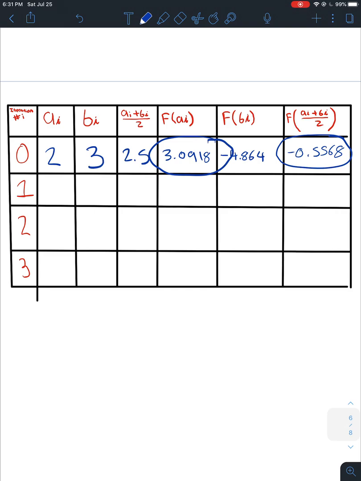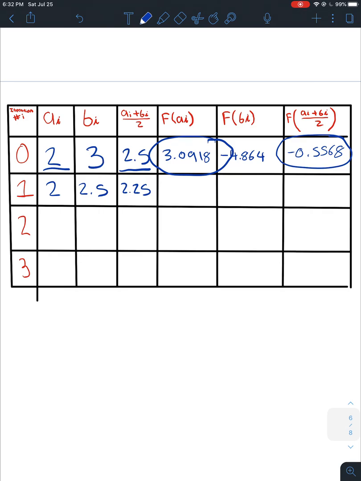So basically, now you know that 2.5 would be the higher bound, and 2 would be the lower bound. So then you write down here the lower bound and the higher bound. Then you check what (a_i + b_i)/2 is, which is 2.25.